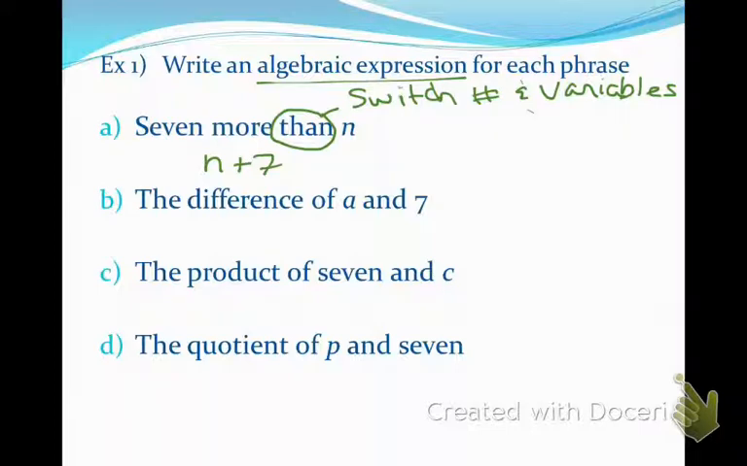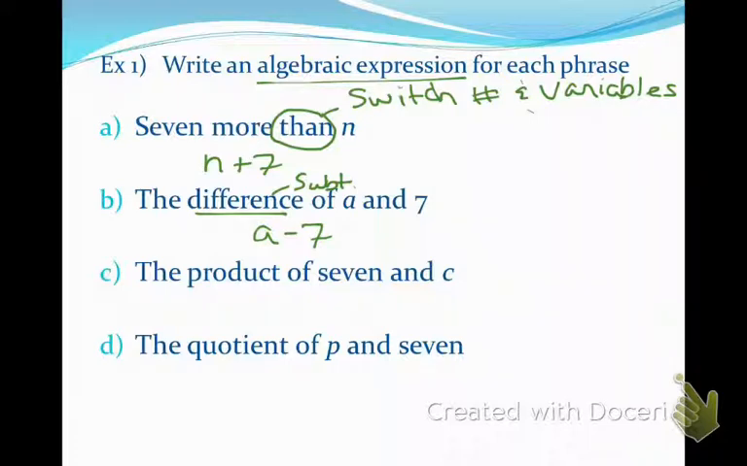B, the difference of A and 7. Well, difference means subtraction. So it's going to be A minus 7. I don't need to switch it.